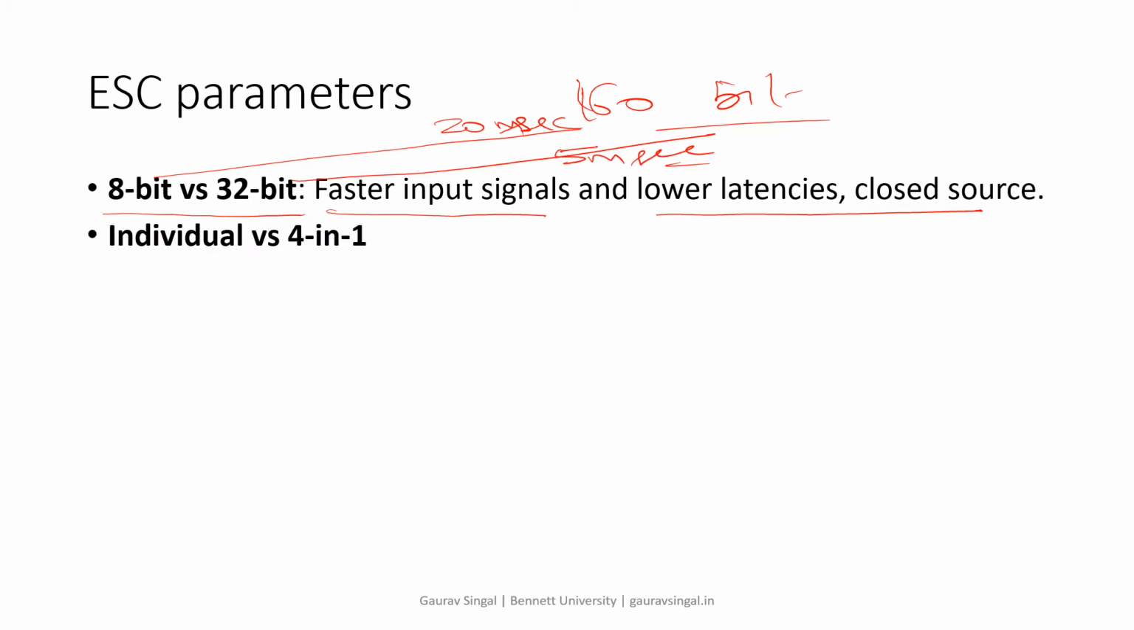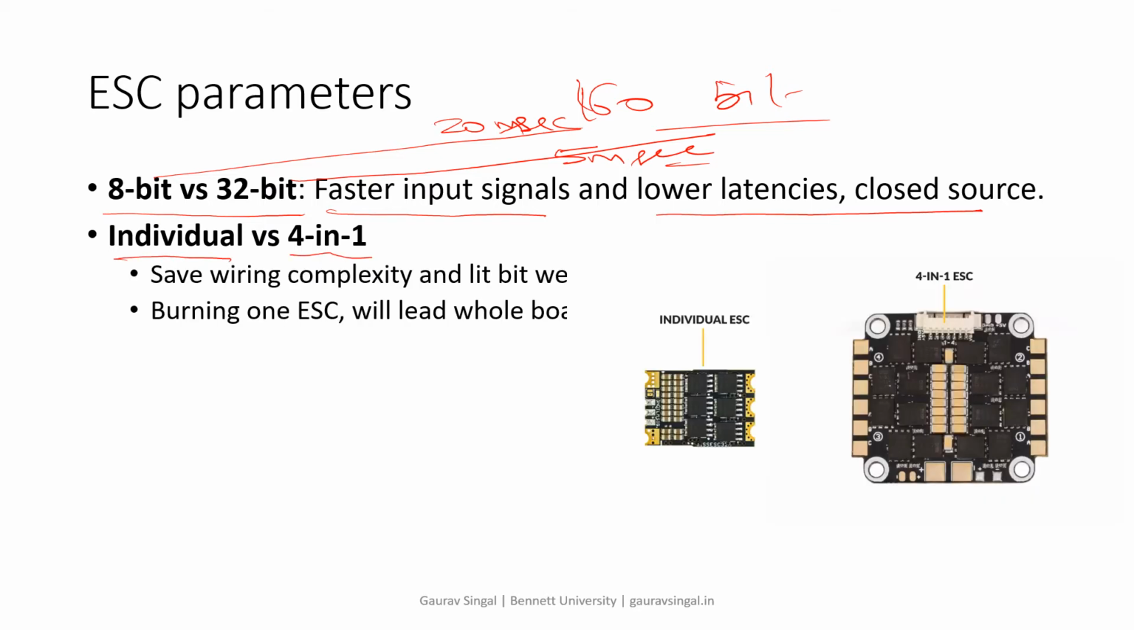There are two kinds of ESC. One is individual, only one ESC for one motor, and one is 4 in 1. So basically you can see this is a 4 in 1 ESC. One ESC can simultaneously control 4 motors. You can say 4 ESCs are embedded on a single board, and this is an individual ESC. One ESC can control one motor.